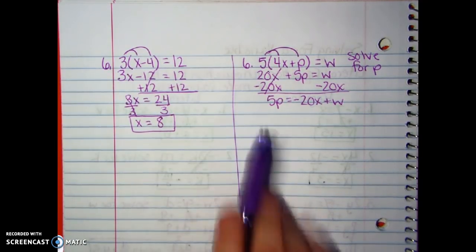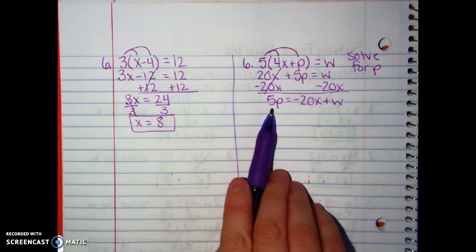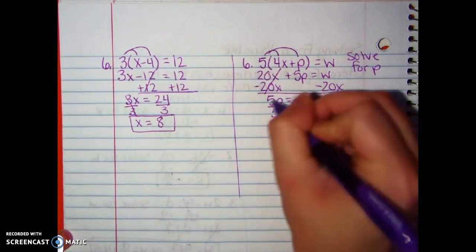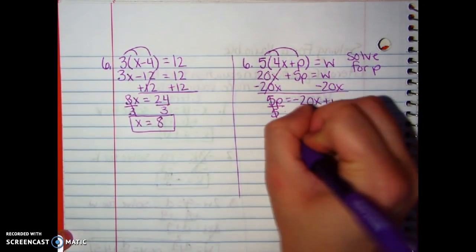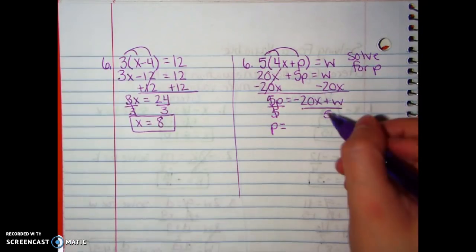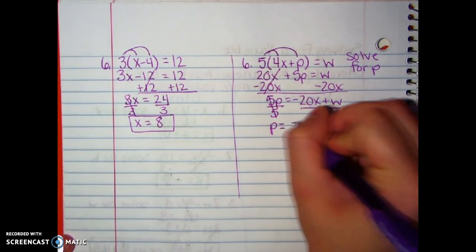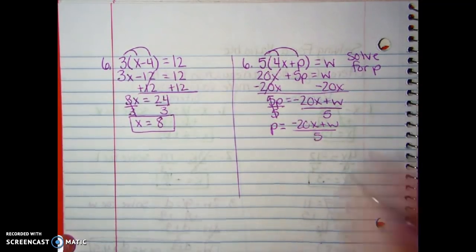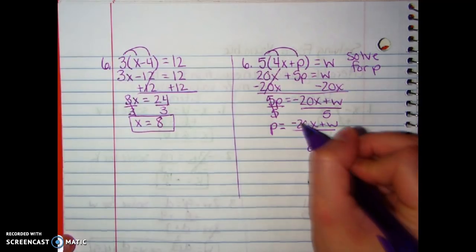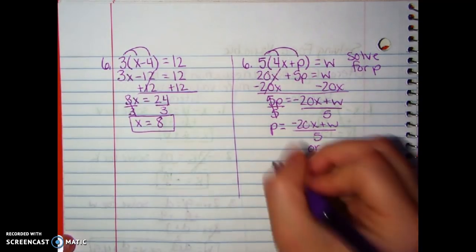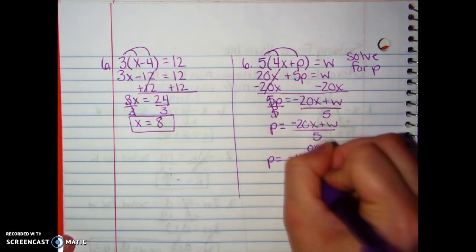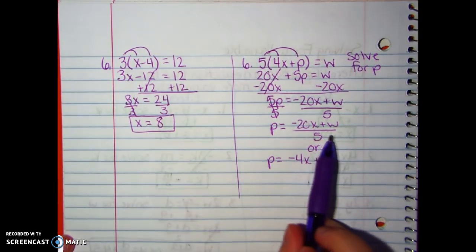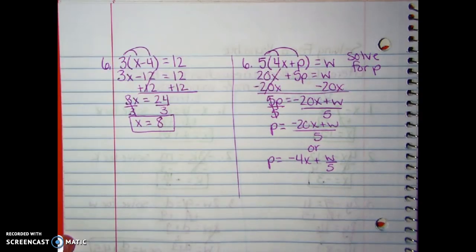And the last step, to get p by itself, I need to divide by 5. That gets me p equals, and you can leave it just like this if you would like. So negative 20x plus w over 5. Or you could simplify it, negative 20 divided by 5 is negative 4. So you could also have p equals negative 4x plus w over 5. I think it's easier just to keep it like this, but if you're adventurous, you can do that as well.